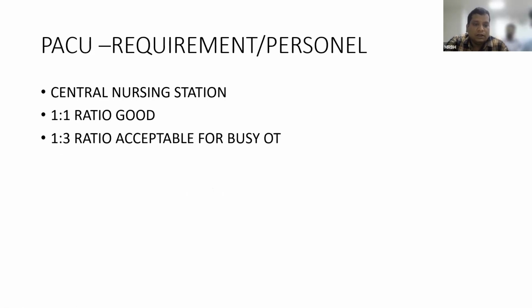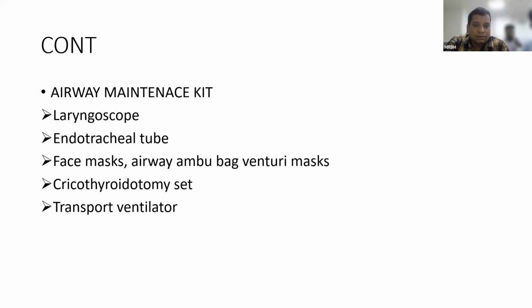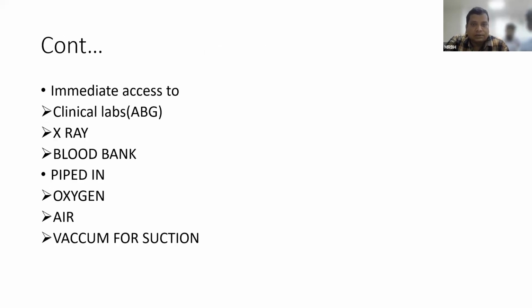PACU personnel requirements: a central nursing station should be there. A 1:1 ratio is good, but a 1:3 ratio is acceptable for busy OTs. PACU equipment requirements are monitors such as ECG, pulse oximeter, ETCO2, BP monitor, temperature, a tray with labels, emergency drugs, an airway maintenance kit, laryngoscope, endotracheal tube, face mask, airway, Ambu bag, Venturi mask, cricothyroidotomy set, and transport ventilator. Immediate access should be present to clinical labs, ECG, X-ray, and blood bank. Piped supply is required for oxygen, for air, and for vacuum for suction.